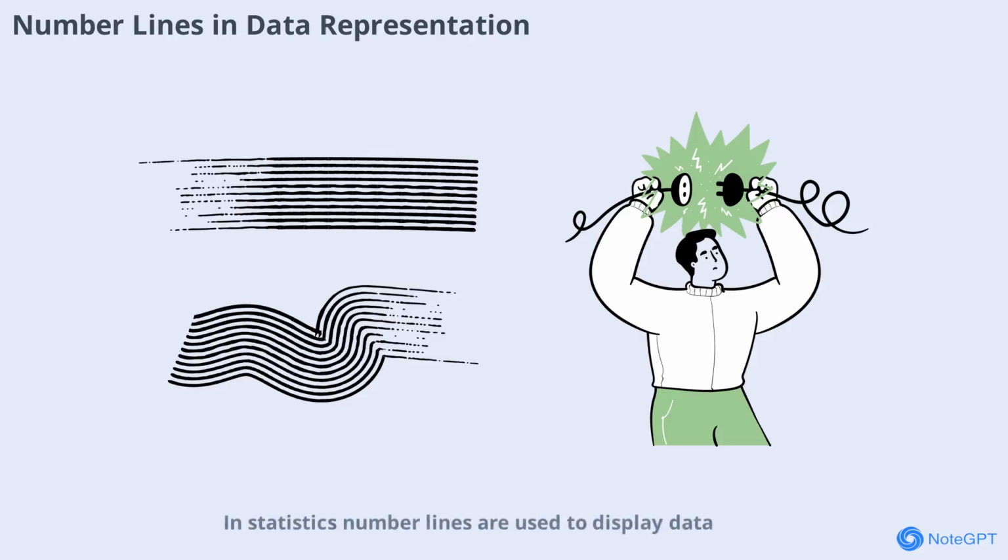In statistics, number lines are used to display data such as in dot plots or histograms. By marking data points along a line, we can see patterns, clusters, and outliers. This visual approach makes it easier to interpret and analyze information.